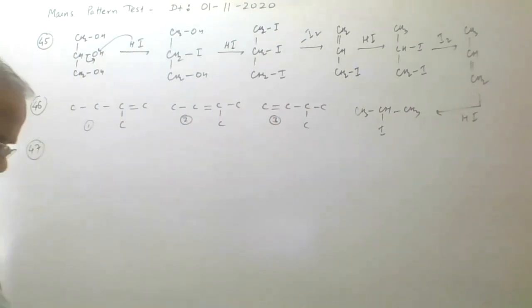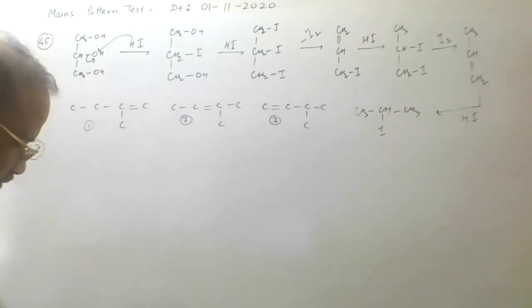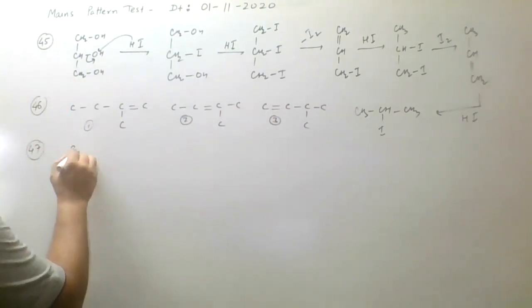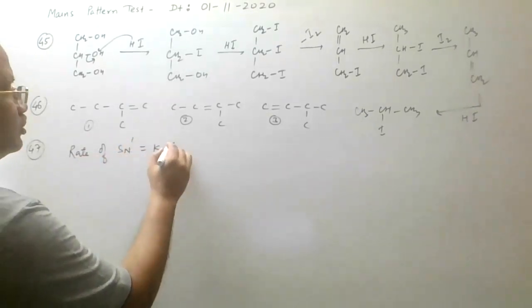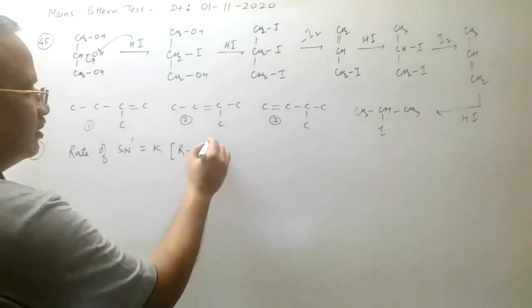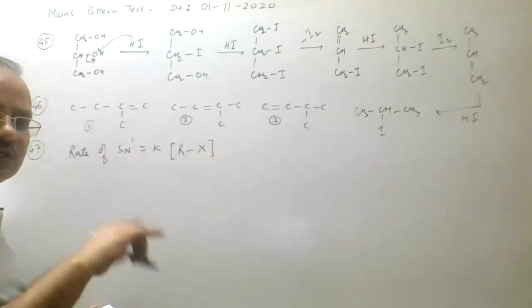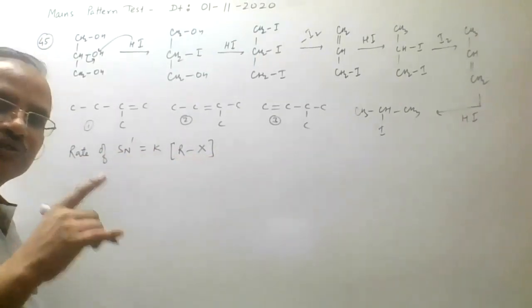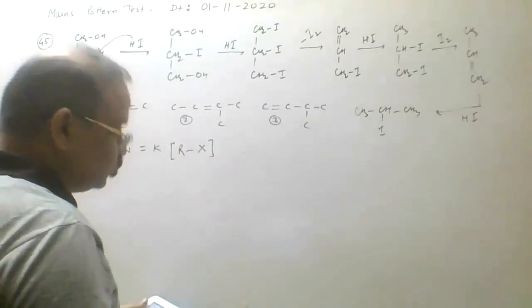The concentration of the alkyl halide is doubled and the amount of H2O is reduced to half. The rate of SN1 reaction increases by? So rate of SN1 will be equal to K into the concentration of alkyl halide only. So if the concentration of this is doubled, the rate of reaction will double. It doesn't depend on the concentration of the solvent or the nucleophile. Therefore, I can write that it will be doubled. So the answer is 2.